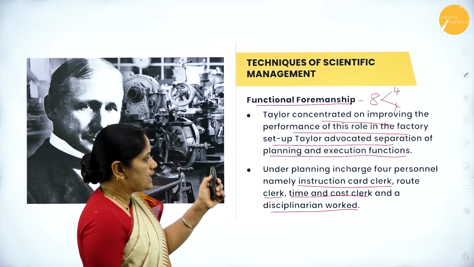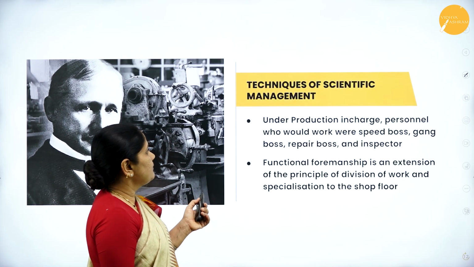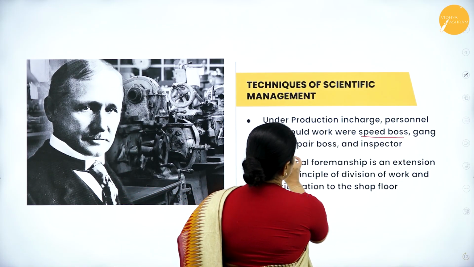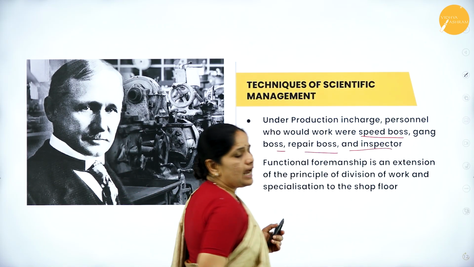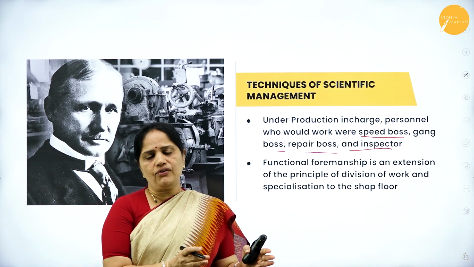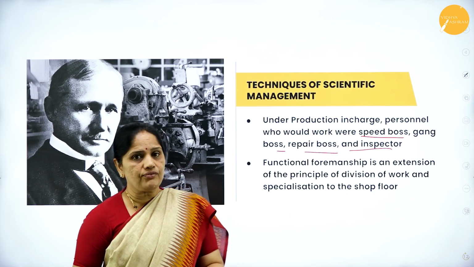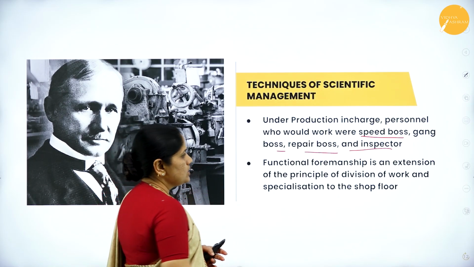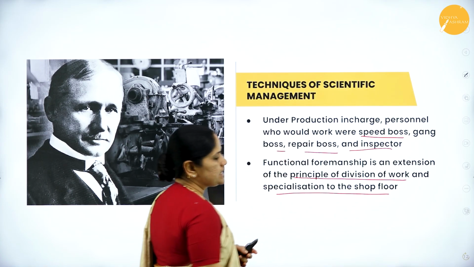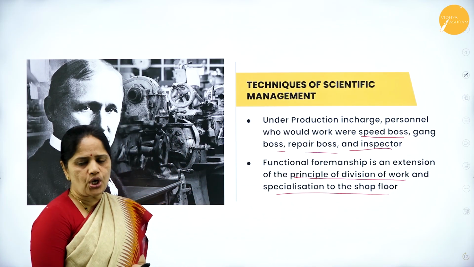And in the execution function we have the speed boss, the gang boss, the repair boss, and the inspector. So 4 personnel for planning, 4 personnel for execution. So it is an extension of the principle of division of work and specialization to the shop floor.